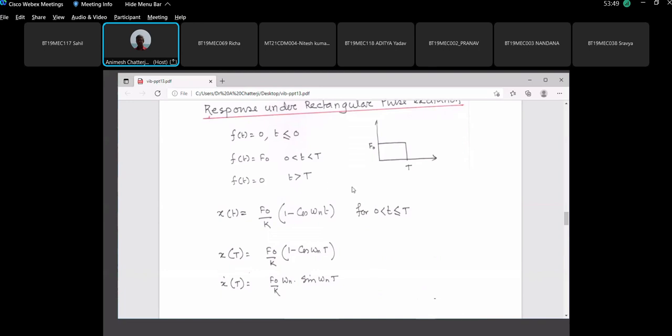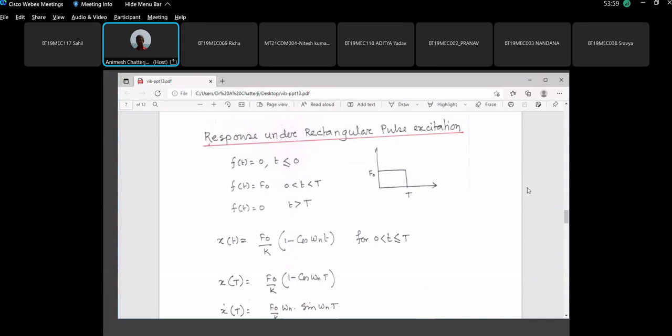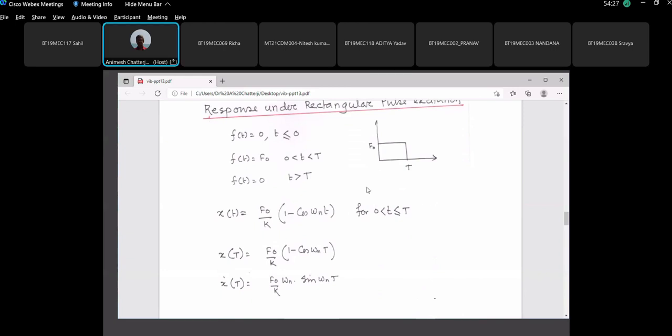Is it okay? You write down. Don't skip writing, because through writing only you understand it better. So this is rectangular pulse excitation. Graphically, it looks like this. Mathematically, it is represented by this. So what we have to do? We have to find out response during this period and response during this period.